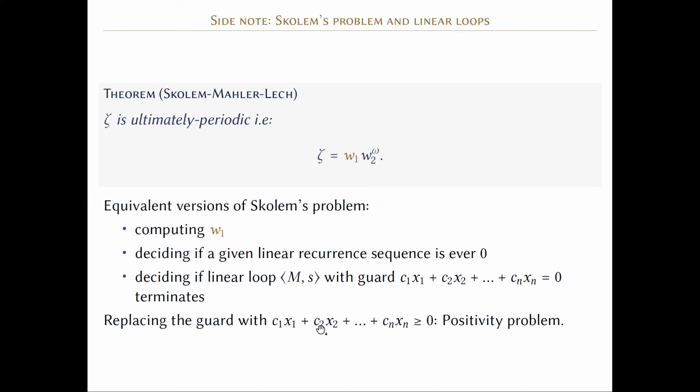So if we replace the equality in the guard with greater than or equal to or any other inequality, we obtain a problem in terms of linear recurrence sequences called the positivity problem, which is another long-standing open problem, and it's thought to be even harder than Skolem's problem.